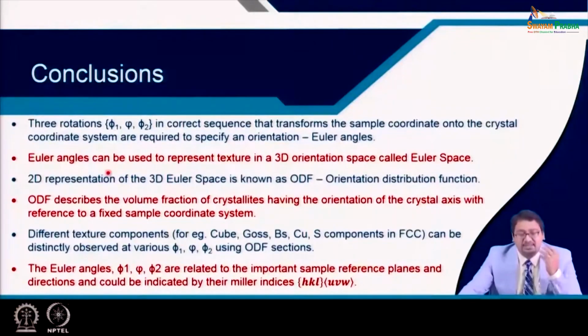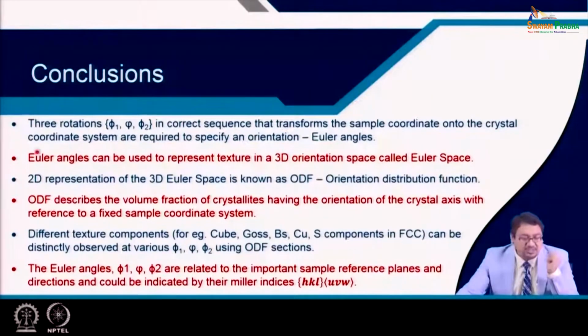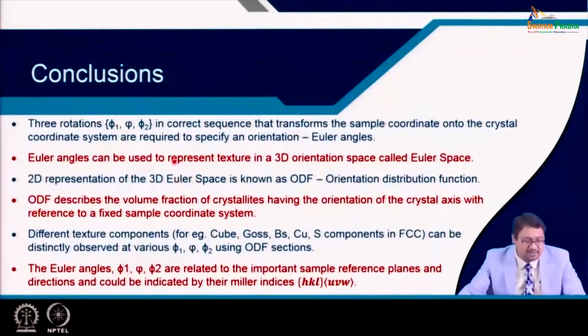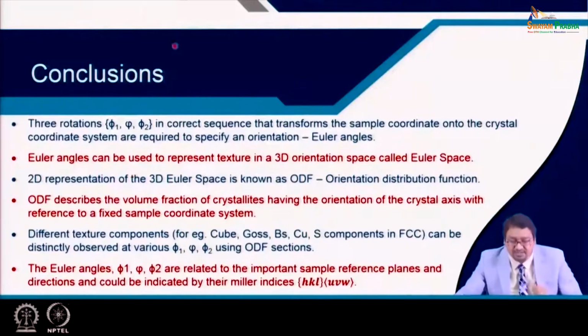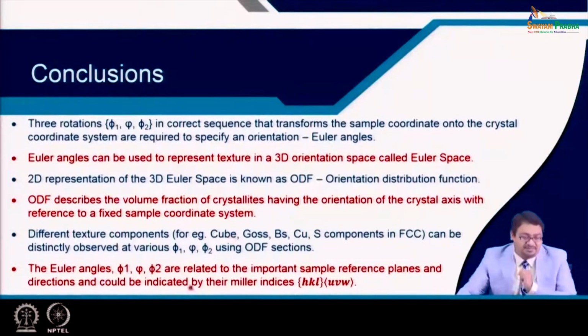Euler angles can be used to represent texture in 3 dimensional orientation space and is known as Euler space, right. The 2D representation of the 3D Euler space is known as orientation distribution function, that is the ODF. The ODF describes the volume fraction of the crystallites having orientation of the crystal axis with reference to the fixed sample coordinate system, right.